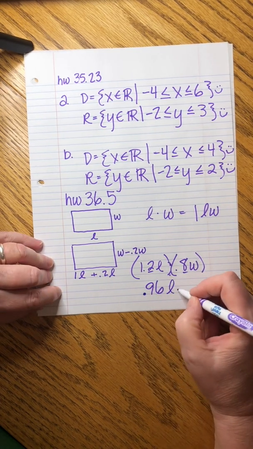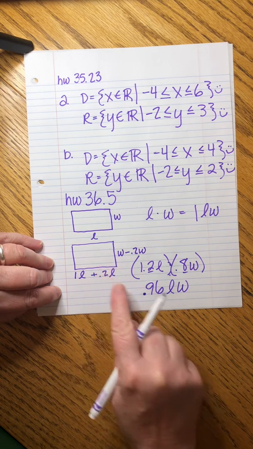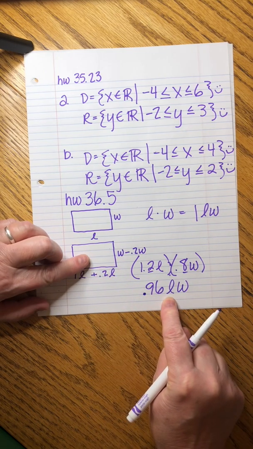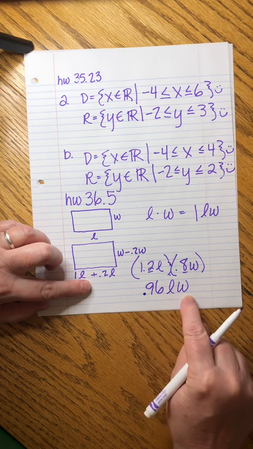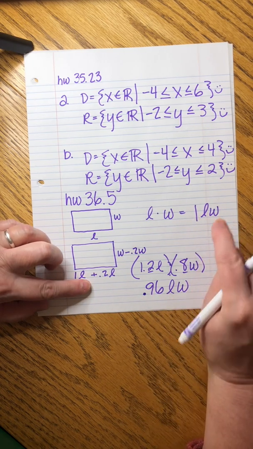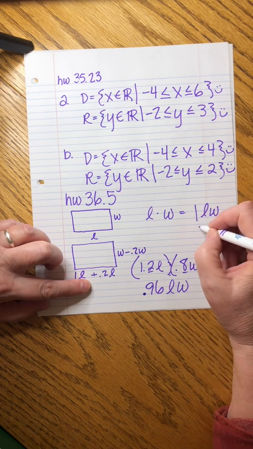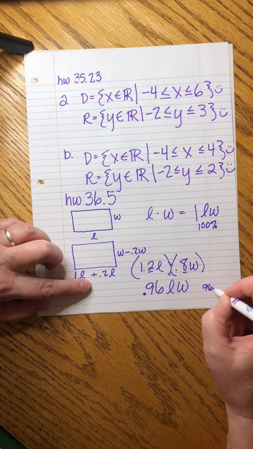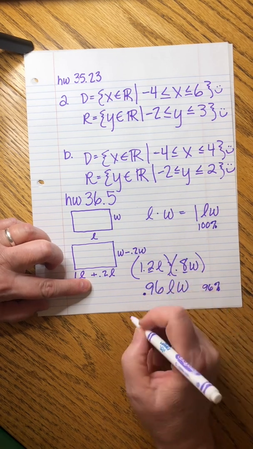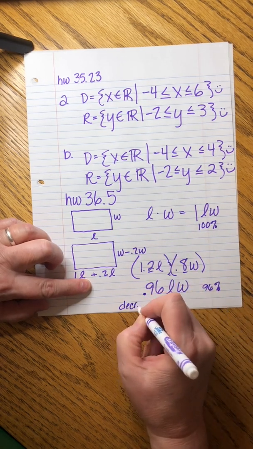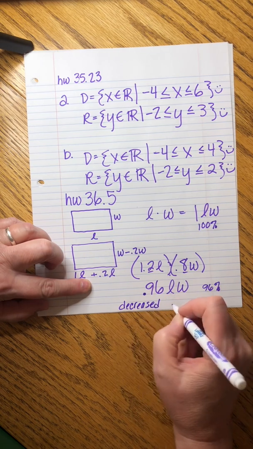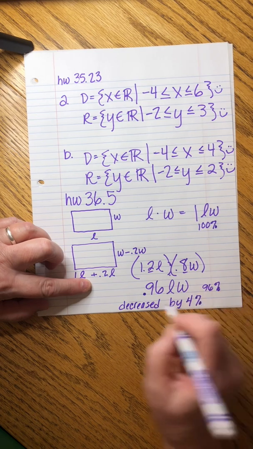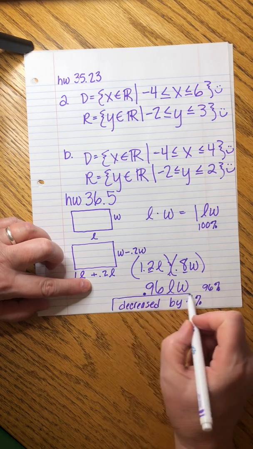So when we multiply to get the area on our second rectangle, the one with the changes in it, we get 0.96. This one we got 1. So what that tells us is if we consider this 100% and we consider this 96%, the second rectangle decreased by 4%. And that is the correct answer.